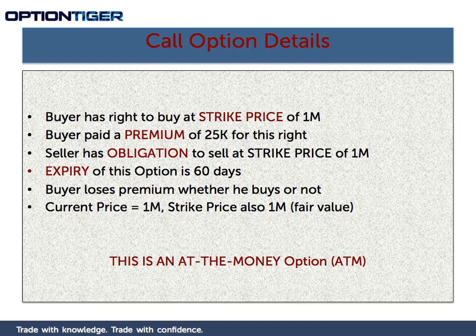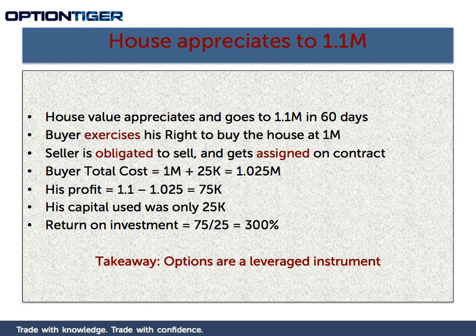So now we'll assume that within 60 days, this house appreciates to $1.1 million. And we just want to see what happens to both the buyer and the seller if this happens. So the house value appreciates to $1.1 million in 60 days. As a buyer, we have the right to buy this house at $1 million. So we can exercise our right to buy the house at $1 million. Now the seller is obligated to sell the house at $1 million and therefore he gets assigned on this contract.